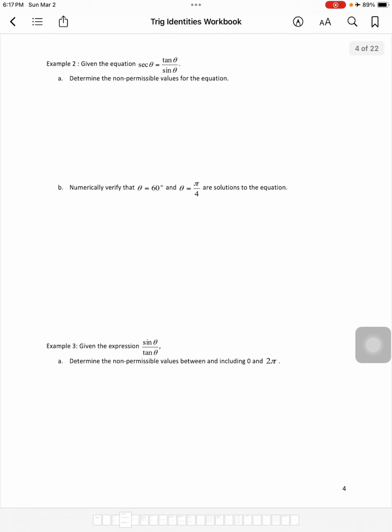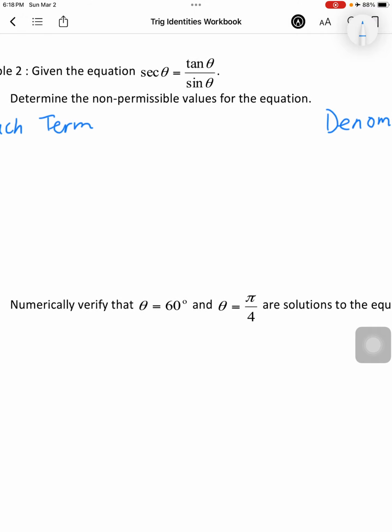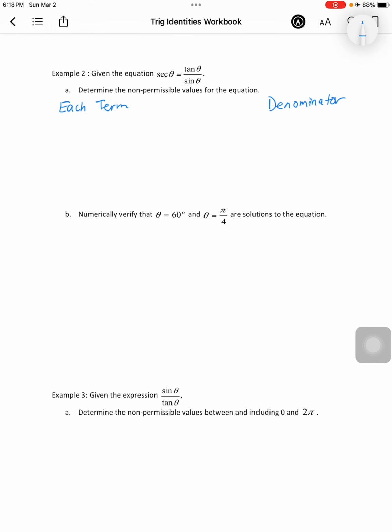So here, this is where you start talking about some new stuff. Given the equation secant theta is equal to tan theta over sine theta, determine the NPVs for the equation. So you're going to set this up into two different parts. One called each term, and one called denominator. For each term, you're going to address each individual term in your equation for both sides, and you're going to talk about the NPVs.